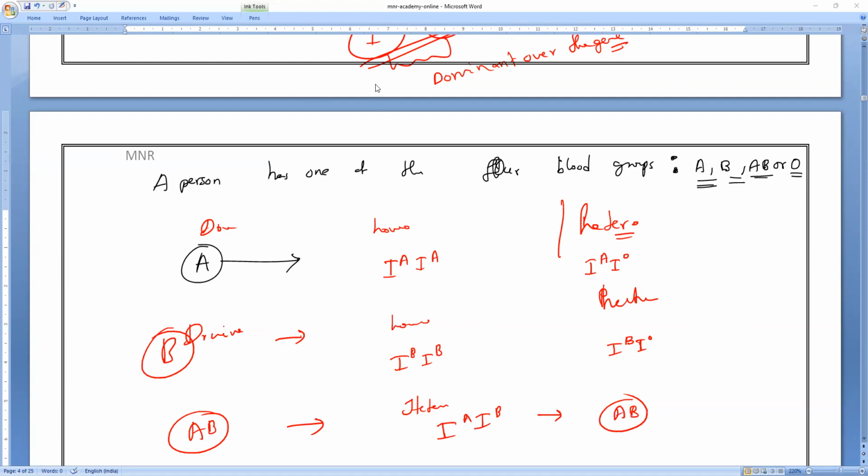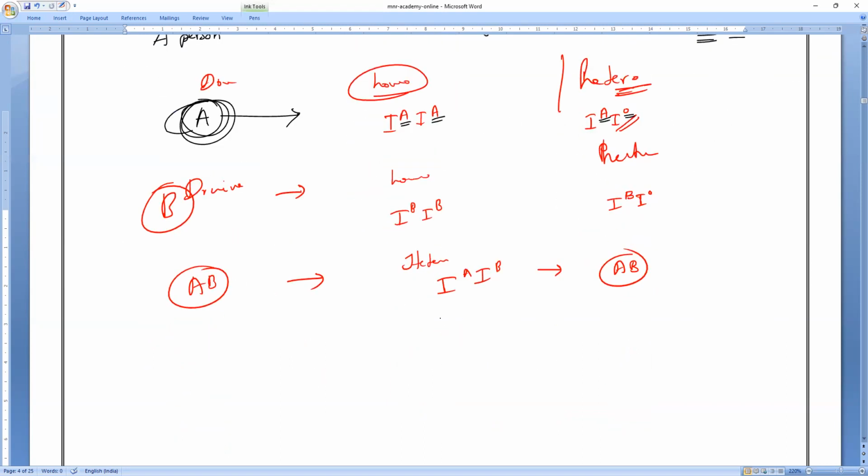Where did A come from? Because there are two possibilities, it may be homozygous or heterozygous. Homozygous means pure, both genes IA and IA. Heterozygous means IA and IO, but the dominant one is A. That is why his blood group is A. Do you understand, everybody?